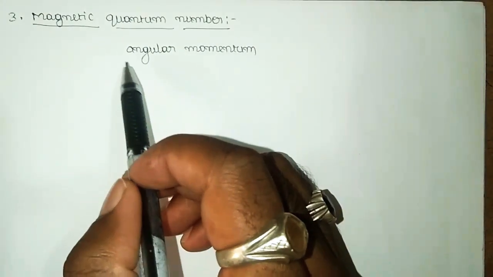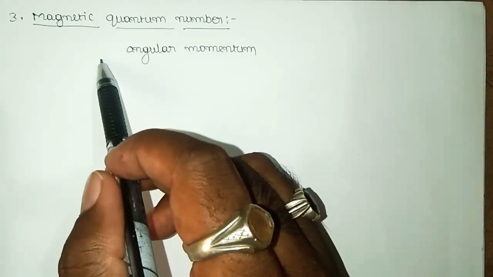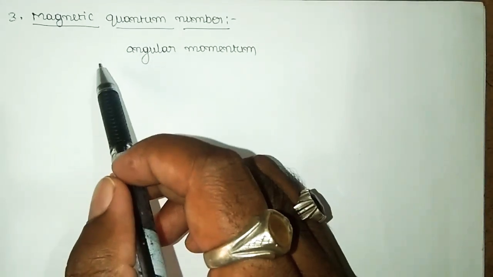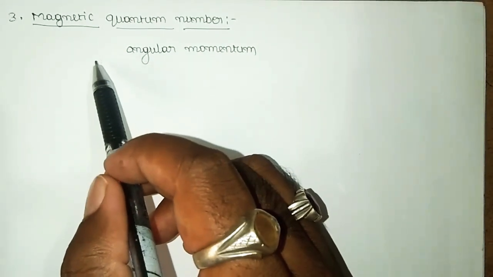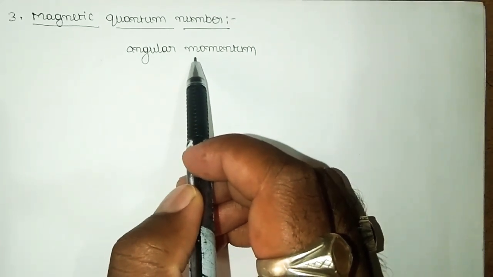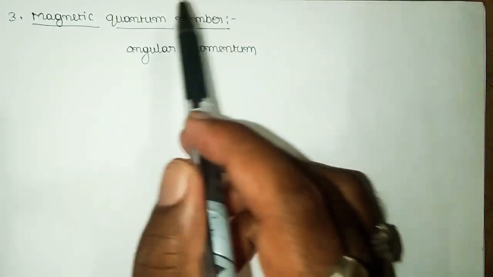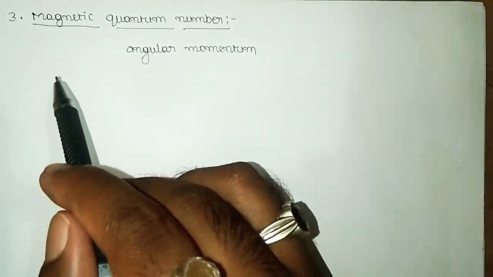Okay, now we shall move on to the third quantum number, that is the magnetic quantum number. And in the last quantum number, that is the azimuthal quantum number, we said each electron has a definite value of angular momentum, so that we can compare the motion of the electron to the flow of electric current through a loop.